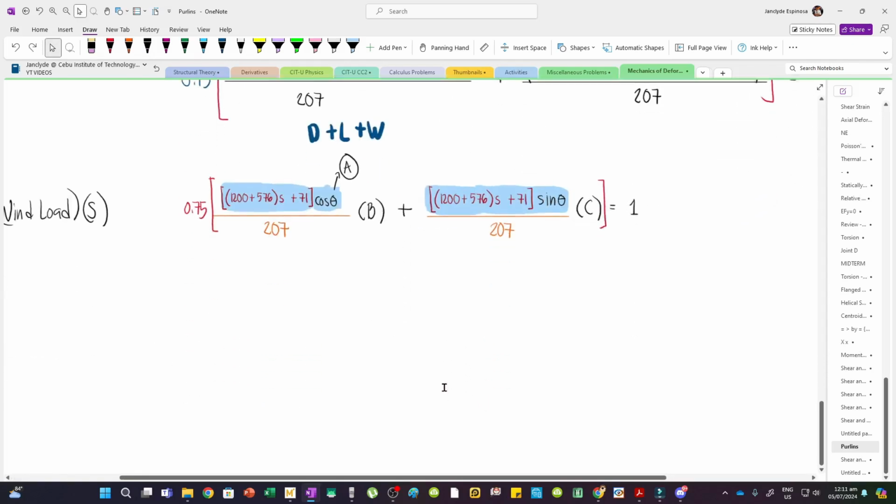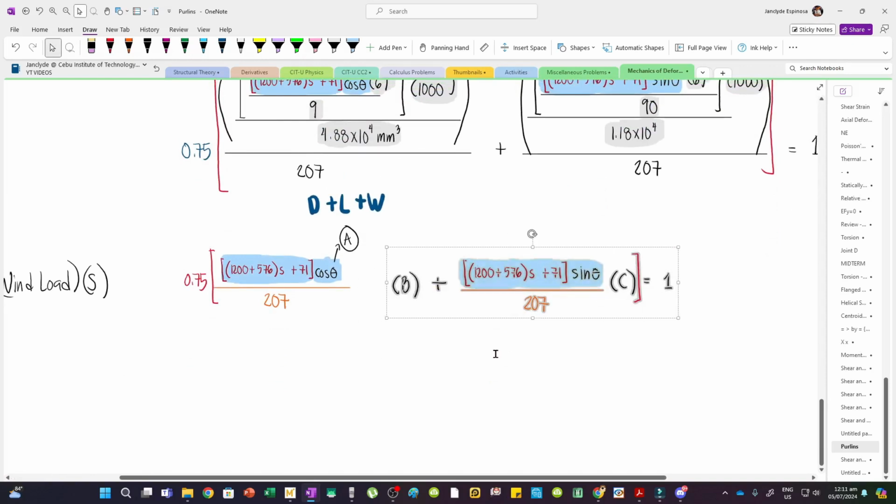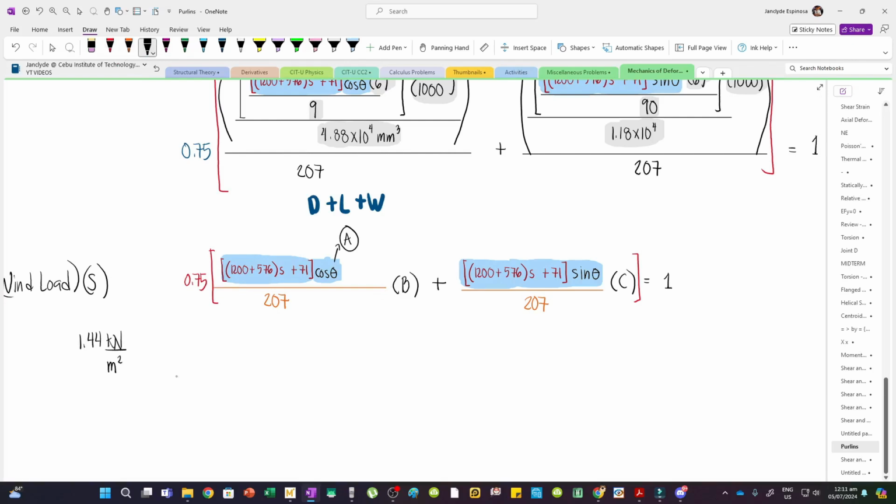And so what's going to change is, let's just move this one, and then we're going to add the effect of the wind load. Now what is 1.44 kPa? 1.44 kPa is kN per m squared. Now to make units consistent, we're just going to multiply, since 1 kN is 1000 newtons. So this will cancel, and then we have 1440 newton per m squared.